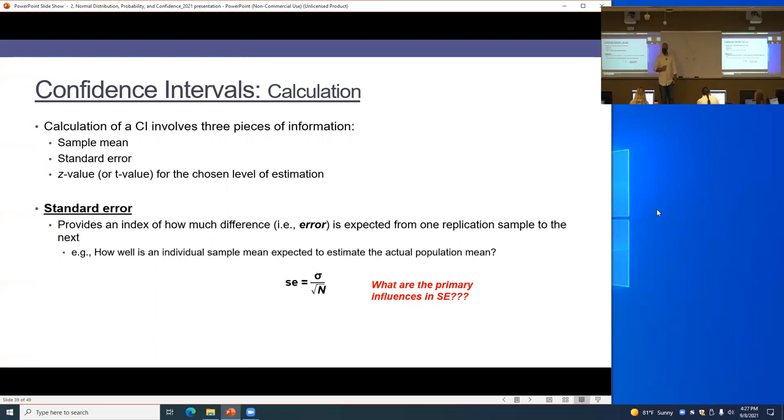Okay. Who haven't I picked on for a while? Matt. Looking at this equation, what are my primary influences on standard error? Sample size. Yeah, why is that? Because it's used to calculate both the standard deviation and the standard error. Yeah. What happens as my sample size starts to increase? What happens to my standard error? Yeah, right. As my sample gets bigger and bigger, my standard error gets smaller and smaller. And Matt, what happens if my standard error is smaller? What does that tell me about the precision of my estimate?